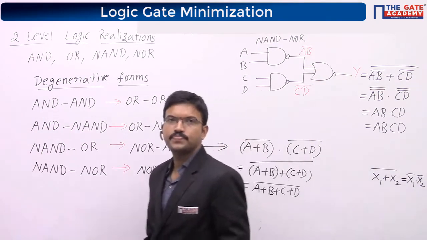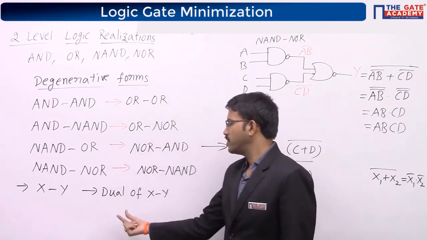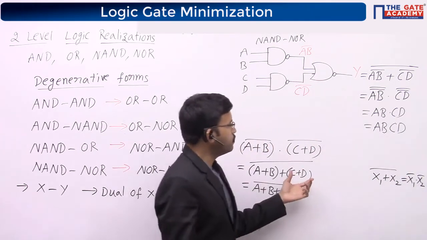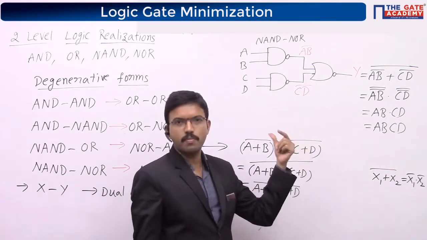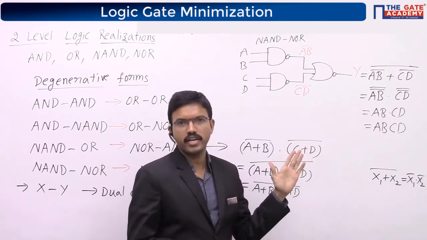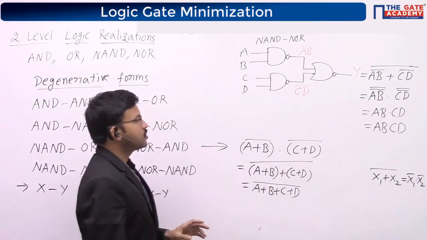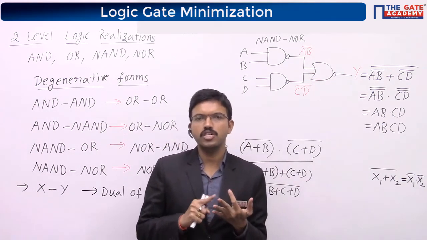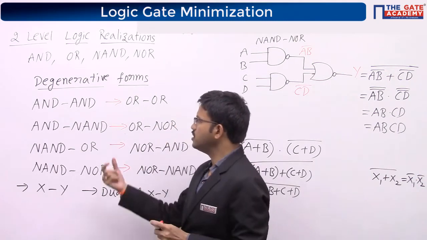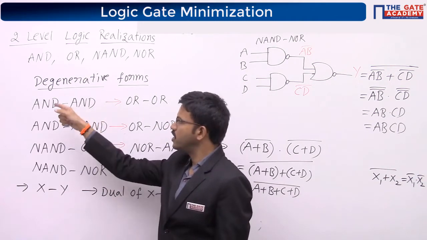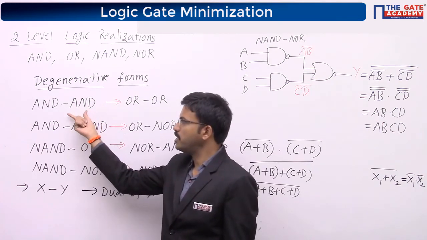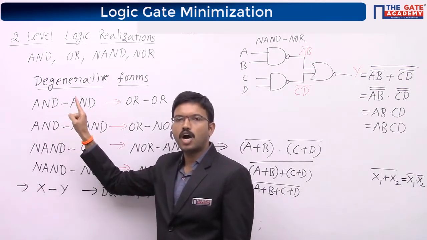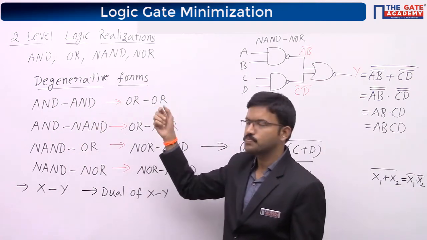Okay, make a note. If xy is a degenerative form, then the dual of xy is also a degenerative form. See here, degenerative form means we are implementing that particular function with the help of a single gate, either AND gate, OR gate, NAND, NOR, like that. We have mentioned AND gate dual is OR gate, NAND gate dual is NOR gate. When you realize this one, you got ABCD. That means we can implement this by using a single 4 input AND gate. If this is a degenerative form, then obviously AND gate dual is OR gate, so it will exist.